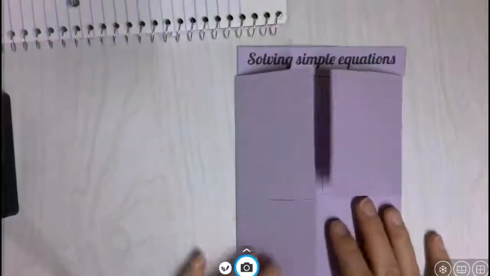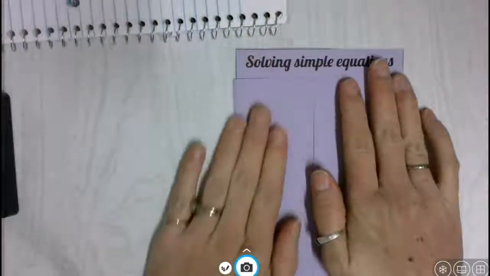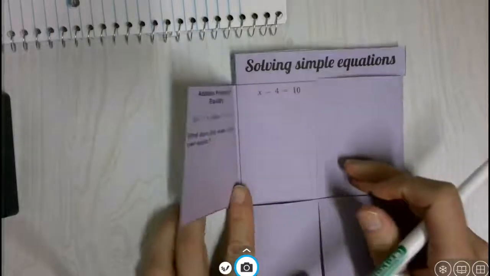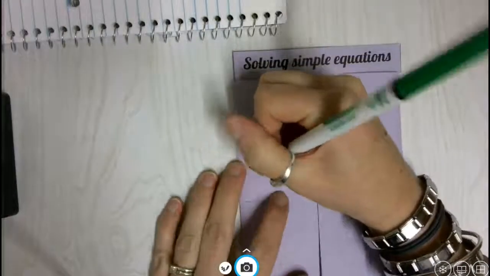Then the last thing we're really going to do is start our work with solving equations. Okay, so you're going to need this purple one. When we solve equations, our goal is to get rid of everything that's not the variable. So we want to undo what's being done. And there are four really simple ways we can do that. The first one is our addition property.